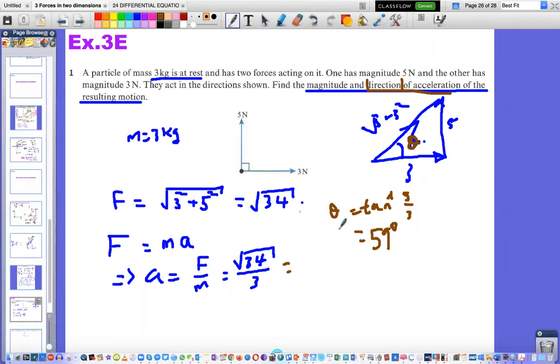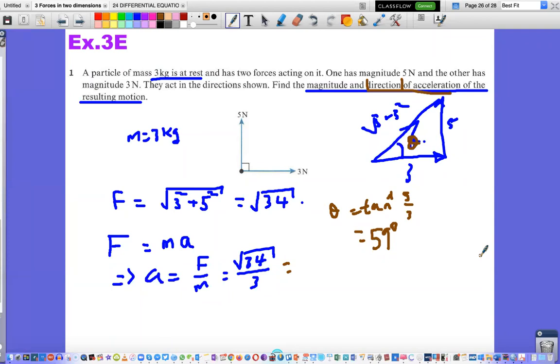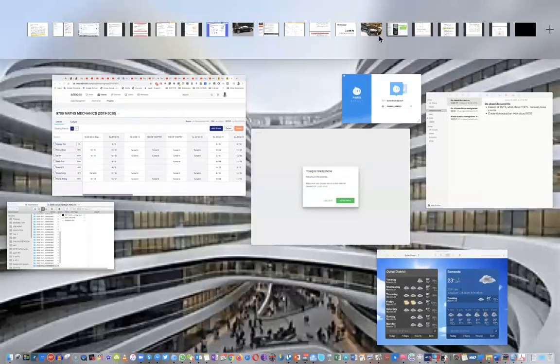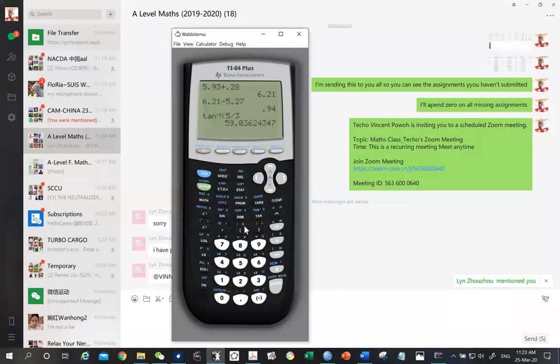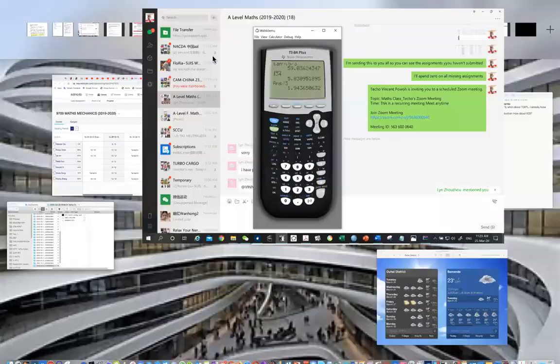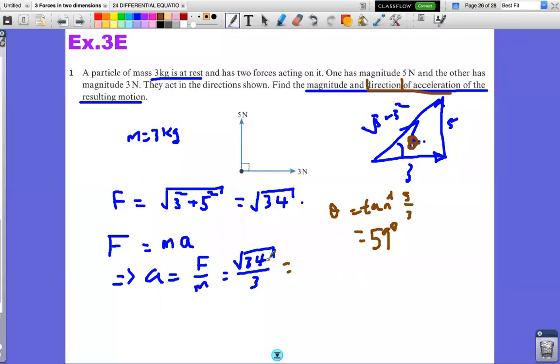So now we can conclude. I didn't find the square root of 34 divided by 3. Let me find it. Square root of 34 divided by 3. That's 1.9 newtons. So it's 1.9.